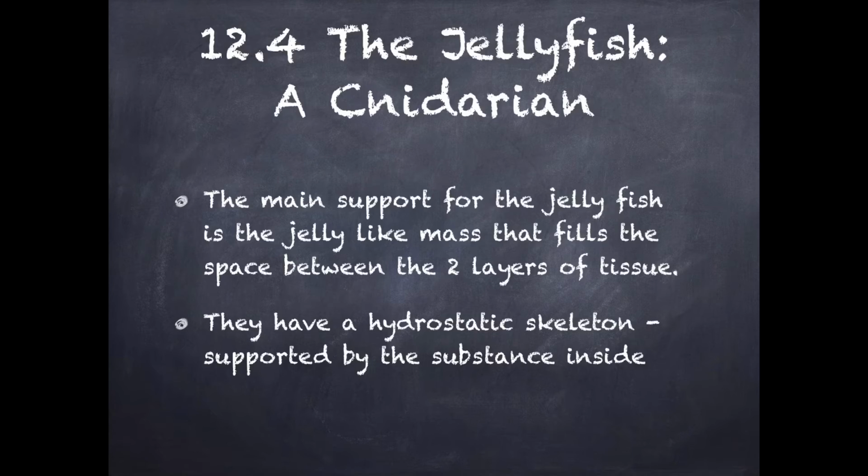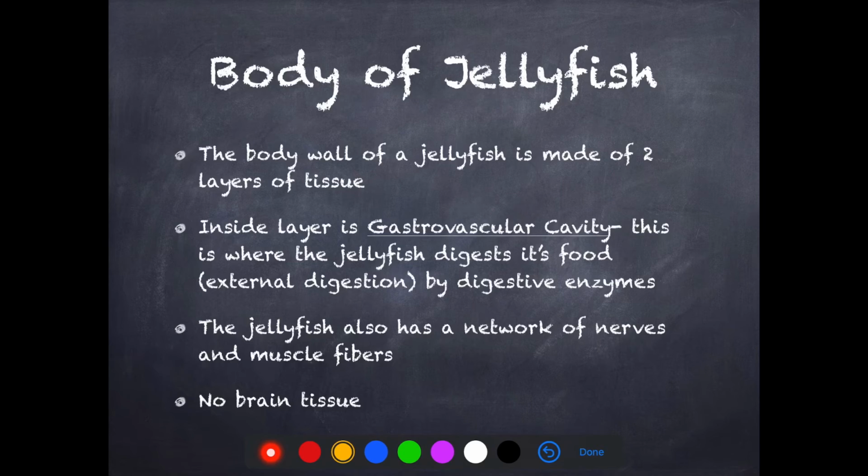The main support for the jellyfish is the jelly-like mass that's filling between those two tissue layers, and this gives them a hydrostatic skeleton like the earthworm. The hydrostatic skeleton itself is supported by that jelly-like substance inside of them between the two tissue layers. Like I said, the body wall of the jellyfish is made up of those two layers of tissue. The inside layer of the jellyfish is called the gastrovascular cavity. This is pretty much the central cavity, and this is where the jellyfish digests the food that it consumes.